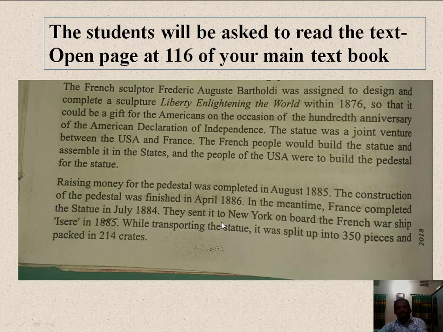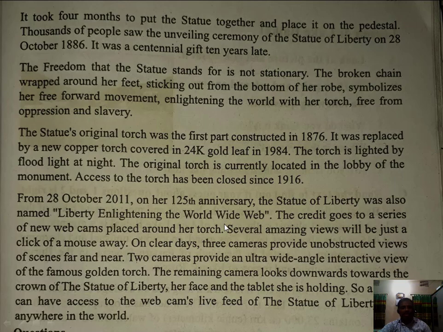Let's move to the second phase, that is page number 117. It took 4 months to put the statue together and place it on the pedestal. Thousands of people saw the unveiling ceremony of the Statue of Liberty on 28 October 1886. It was a centennial gift 10 years late.